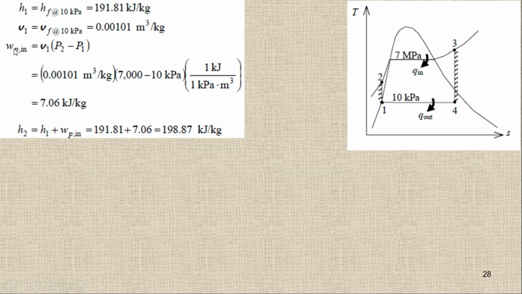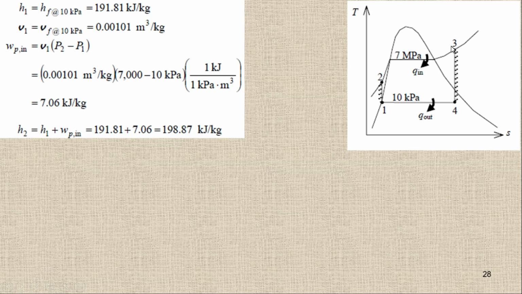As we know, the pump work input is always v1 times P2 minus P1. So we have v1, and we have P2 minus P1, 7 megapascal and 10 kilopascal. So we have this, and then we will get 7.06 kilojoule per kilogram. Also we know that the pump work input is equal to H2 minus H1. By rearranging the equation, we can get the value of H2, and the H2 value will be around 198.87. So we know H1, and we know H2.